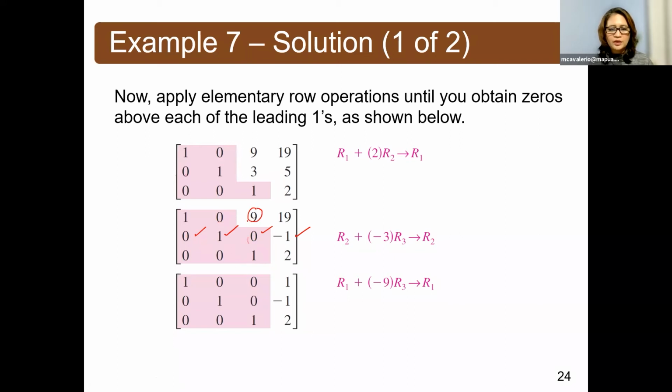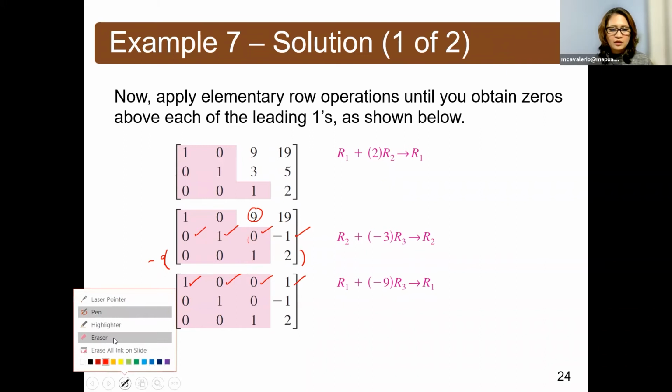So what we can do is we can choose to multiply row 3 by -9 and add it to the entries in row 1. So this becomes 0. So -9 times 0 is 0 plus 1 is 1. -9 times 0 is 0 plus 0 is 0. -9 times 1 is -9, -9 plus 9 is 0. -9 times 2 is -18, -18 plus 19 is equivalent to 1. So notice that we were able to come up with reduced row echelon form.